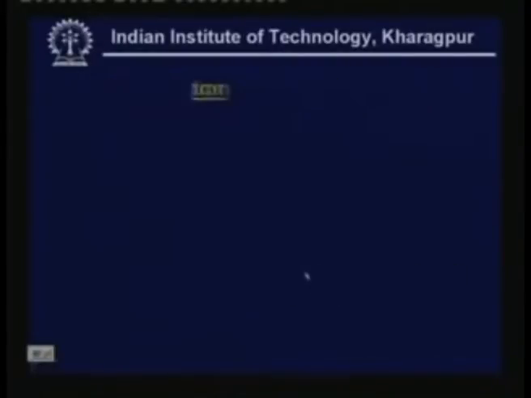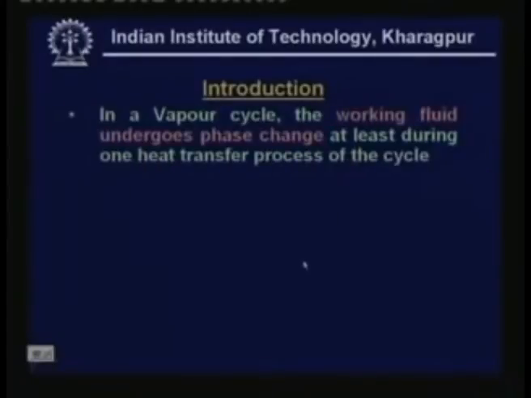Let me give a brief introduction. First of all, what is a vapor cycle? In a vapor cycle, the working fluid undergoes phase change at least during one heat transfer process of the cycle. This is against your gas cycle in which the working fluid does not undergo any phase change. So, in a vapor cycle, whether it is a power cycle or a refrigeration cycle, the working fluid undergoes phase change at least during one process. Okay, that is the definition of vapor cycle.